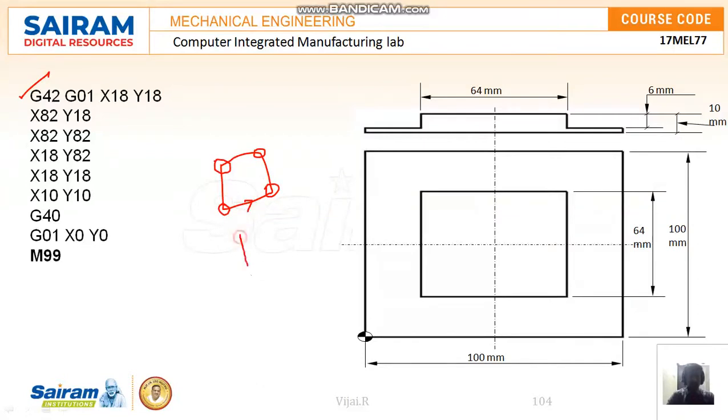But when we want the tool to travel either on the right side of the job or towards the left side of the contour, this is what we are going to use: G42 and G41. G42 will help for right side compensation. The tool will be shifted by its radius, so the tool will move exactly here, right?